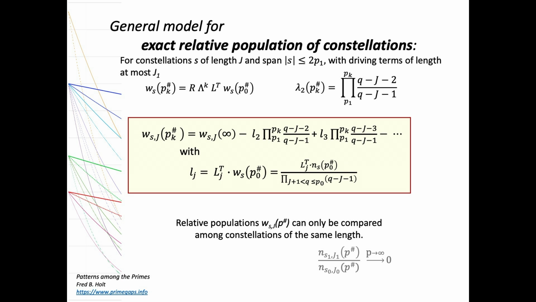We can study the relative populations amongst constellations of a given length J, but we cannot meaningfully compare those relative weights across lengths. When we're talking about the relative population models, they can only be compared among constellations of the same length. Remember, every longer constellation's population divided by the population of any shorter constellation goes to zero as the sieve continues.